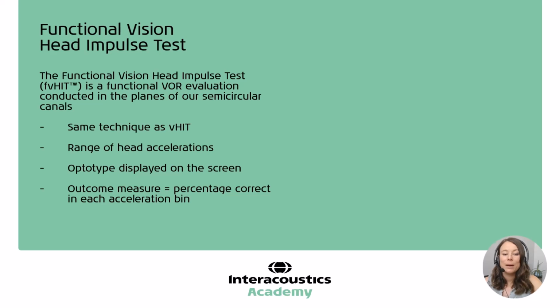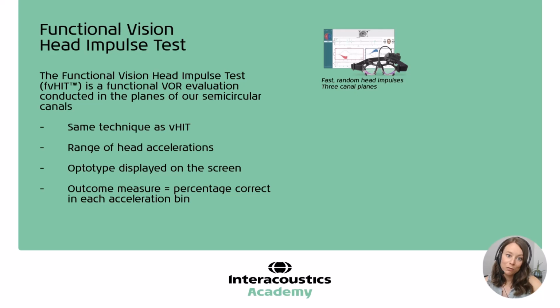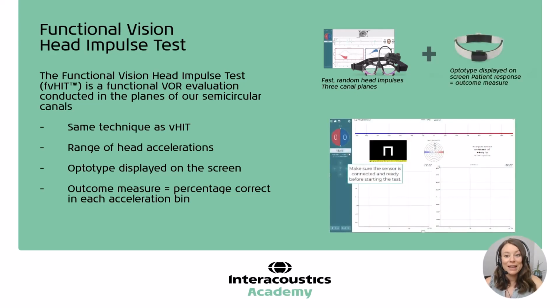So it really combines those fast random head impulses that we're used to doing in the vHIT for the 3 canal planes, and it also combines the optotype being displayed on the screen and that outcome measure. So very, very helpful piece of information here. And we've looked a little bit and we'll continue to look at how to perform this test.